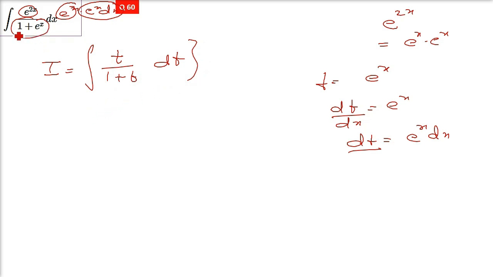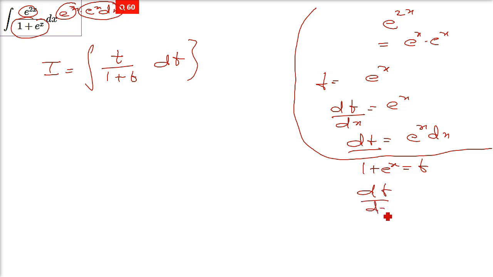So always I encourage you not to take just e raise x or anything with 1 or a constant. So I'm now taking a different route rather. 1 plus e^x equals t. So dt by dx will be equal to e^x. See how easy it has become now. dt was in the earlier assumption also e^x dx, here also.